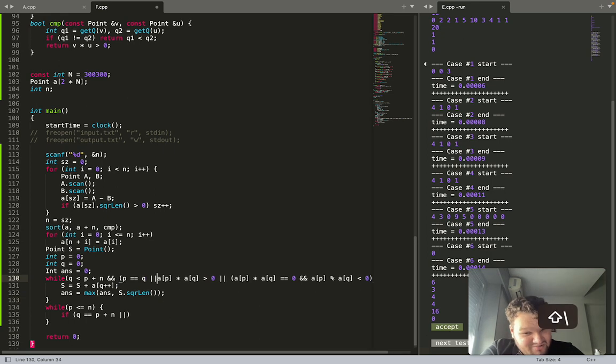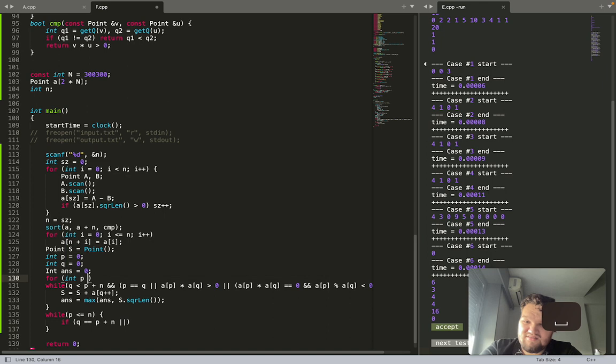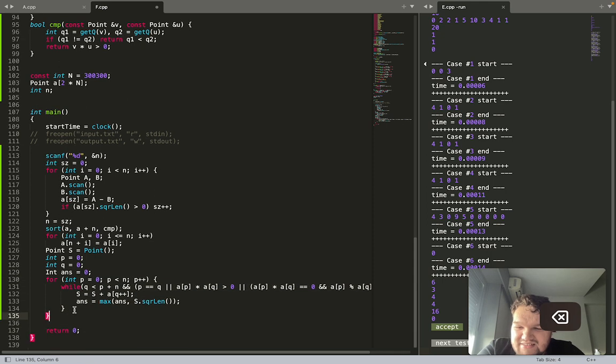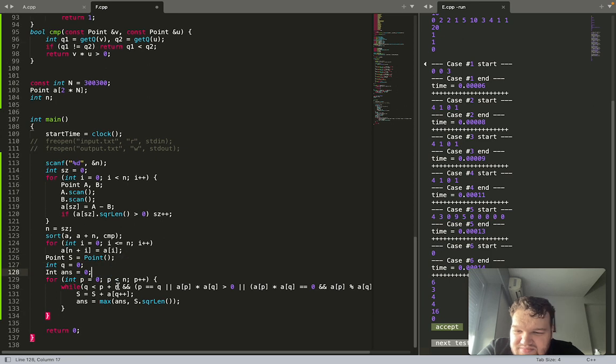If P is equal to Q, it's also okay, I should also move Q. And I can just write it as a cycle on P. Yeah, I'm not doing a great job at showing off how you should write it. What's wrong?